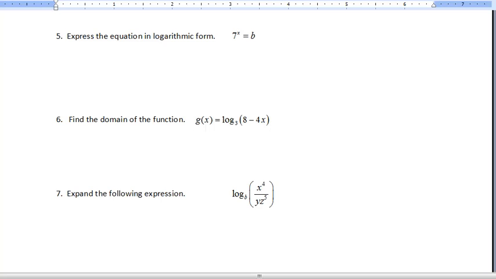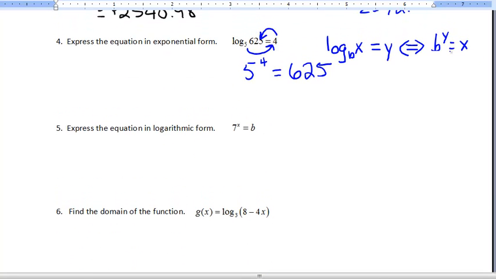Number 5 is asking us to put it in logarithmic form. So if I scroll up here, we still have the same idea. Here's b, identify that base. So the base is 7. When I write it in logarithmic form, I'm going to write log base 7. And then this part right here is what's on the opposite side of the equal sign. So log base 7 of b equals x. Thinking about it again, translating back to exponential form, 7 to the x equals b. I go across the equal sign and back, and that works out just fine.